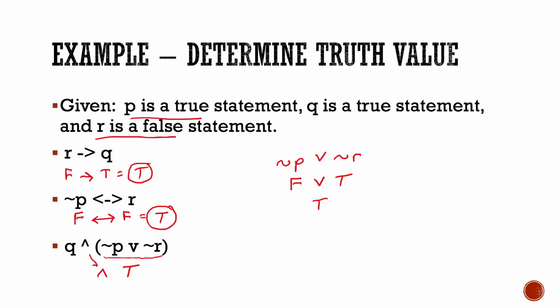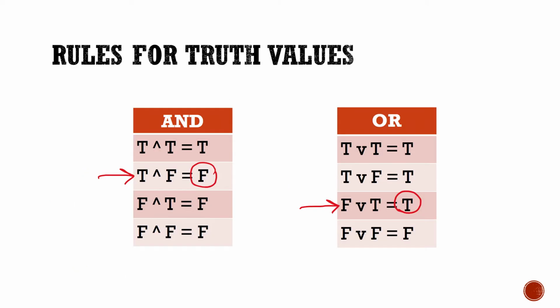I'm going to bring my symbol down. And then the Q has a true truth value. So now we have true and true. I'll go to my table. True and true is still true.